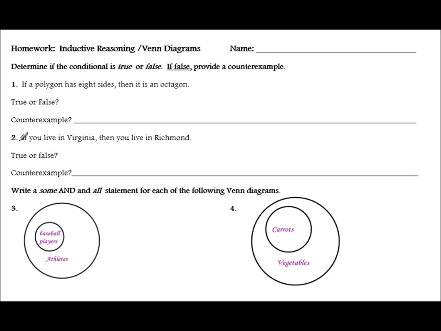Example two, or problem 2, says to determine if the conditional is true or false. If it's false, we want to provide a counterexample. The statement says that if you live in Virginia, then you live in Richmond. Well, we all know that we live in Virginia, but we don't live in Richmond. So this is going to be a false statement, and our counterexample could be that I live in Virginia Beach.